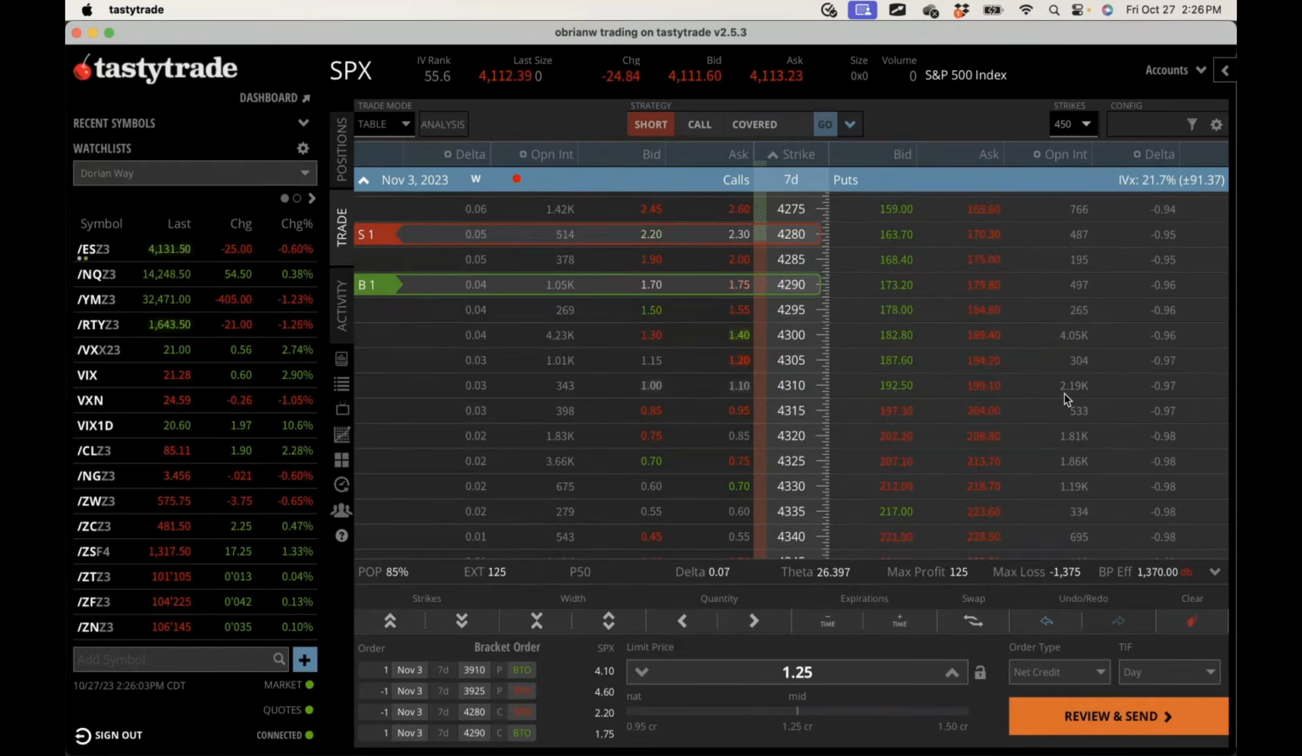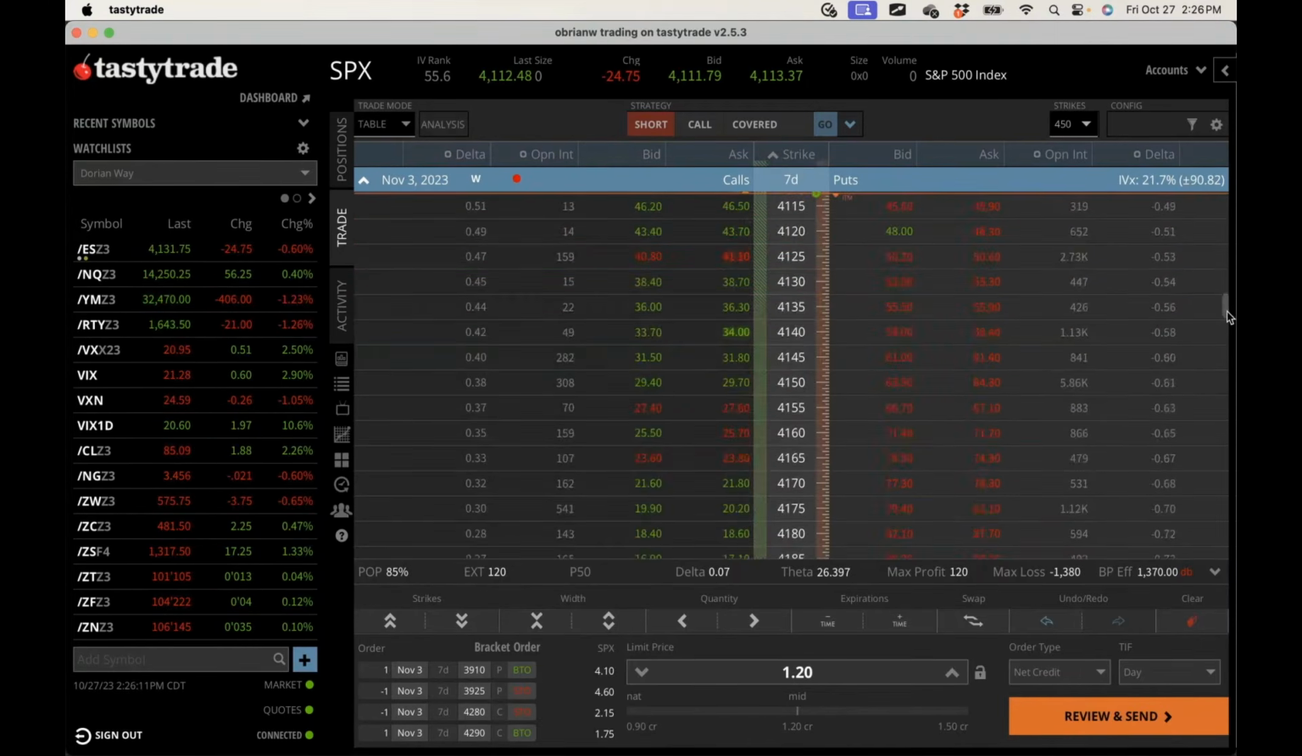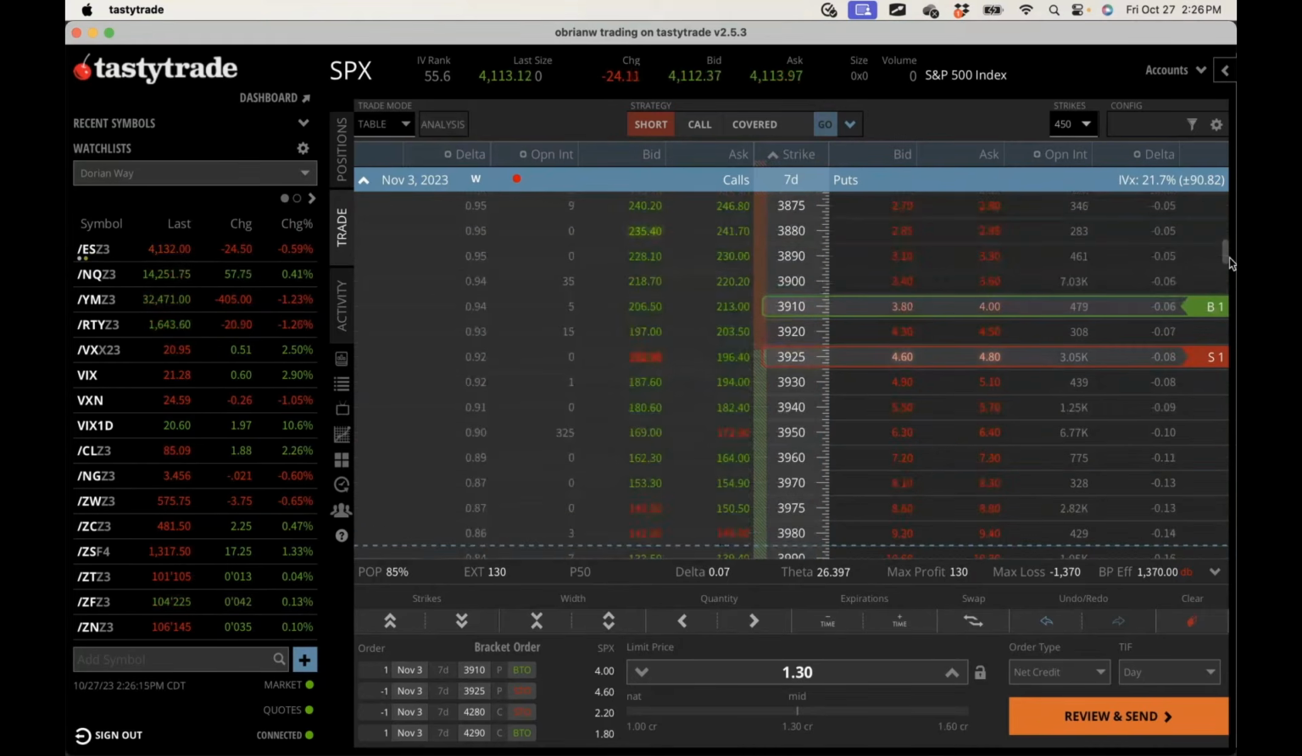And so why is that saying 1370 in buying power? Something is off. Let's see. So that's 10 points on the call side. This put side is, that's not 10 points wide. See, I didn't look at it. I tell people to look at the strikes, and I didn't look at the strikes for some particular reason.